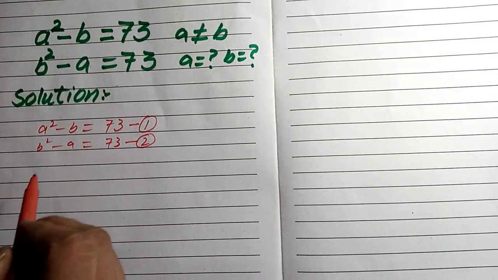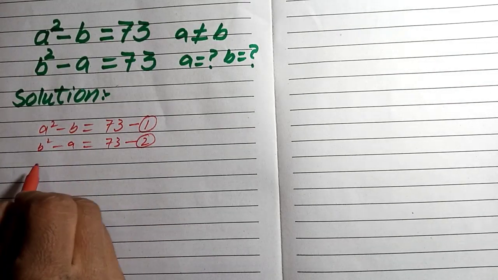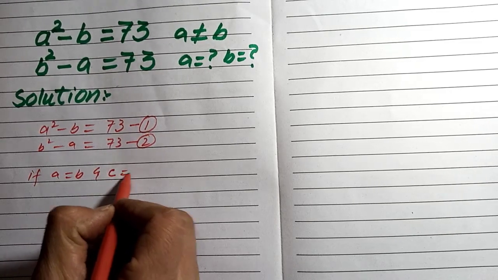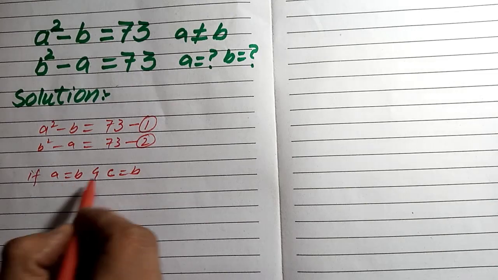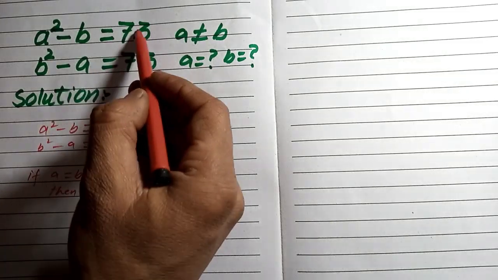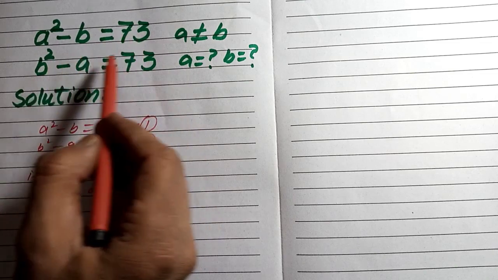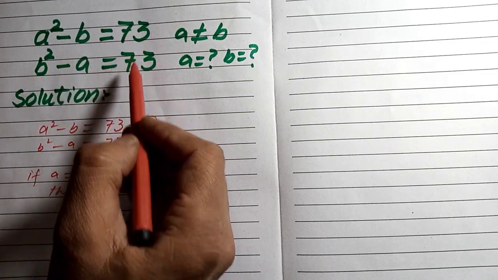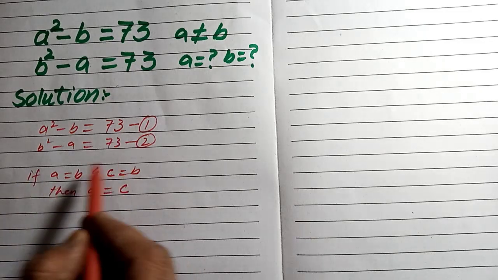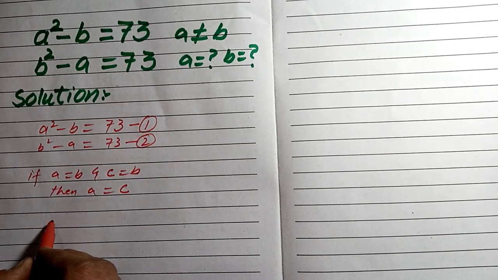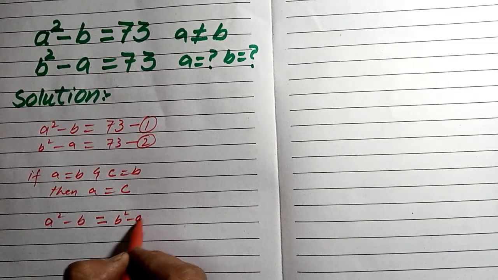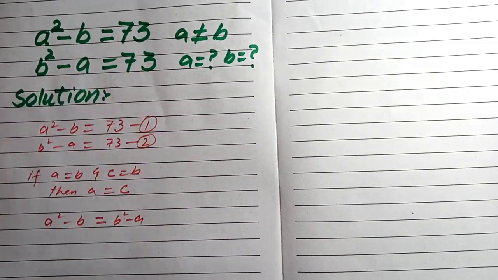We are finding the value of a and b. If a equals b and c equals b, then a is equal to c, so these two will be equivalent. Applying this condition, the equation will be converted as a square minus b is equal to b square minus a, because these two are equivalent.